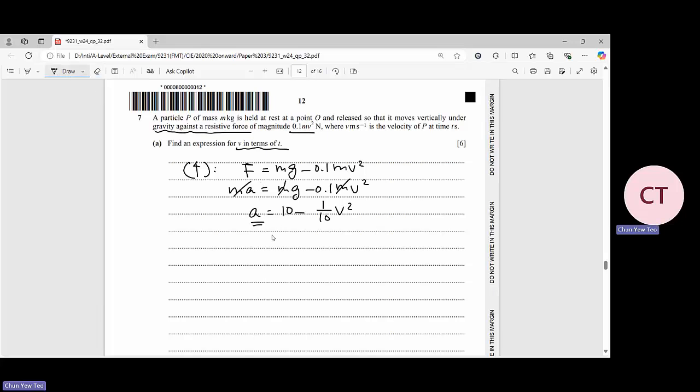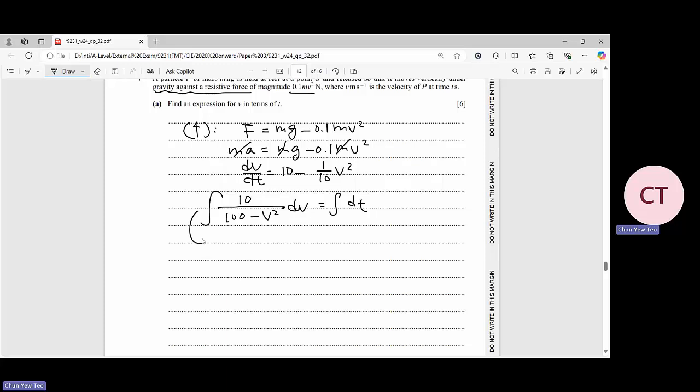The a over here, we can choose either dv/dt, or we can make it become v dv/dx. But since they want v in terms of t, we have only one choice. The a must be equal to dv/dt. Using separable variables, combine them together, you get 10 over 100 minus v squared dv is equal to the integral of dt.